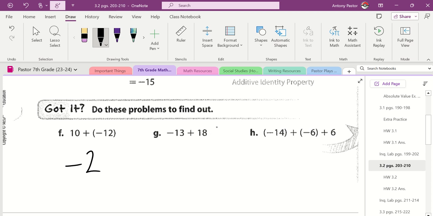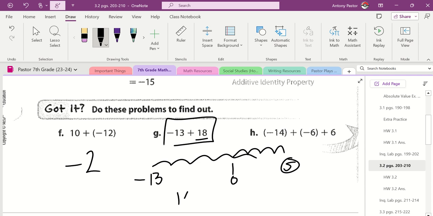Negative 13 plus positive 18. We're starting at negative 13, and we're jumping over 18 jumps. Remember, we'll hit 0 after 13 jumps. 18 is 5 more than that, so we do 5 more jumps, and we'll be at positive 5. Another way to rewrite this would be 18 minus 13, which would give us positive 5.